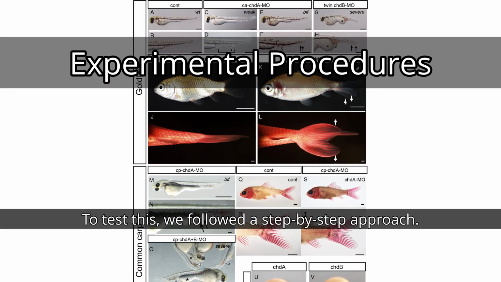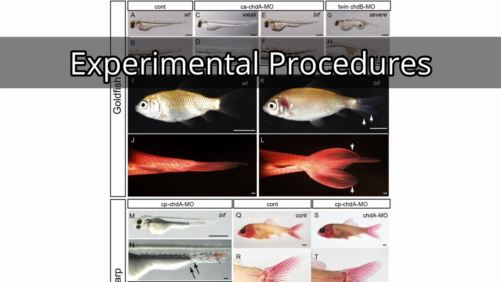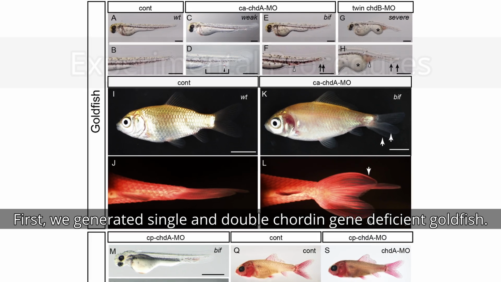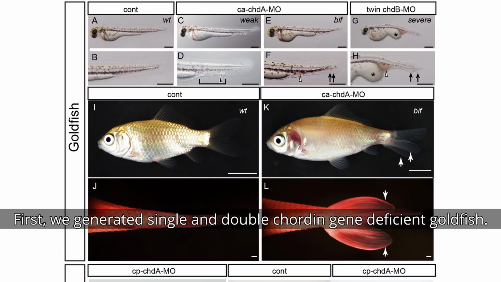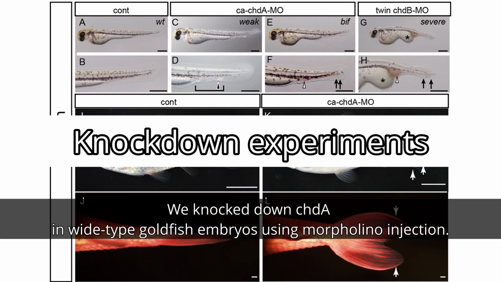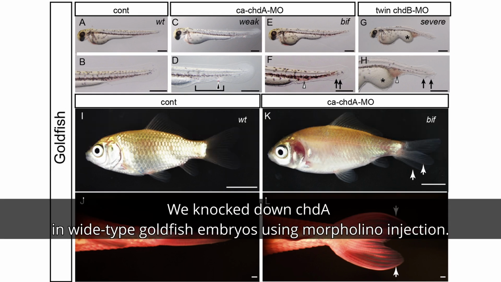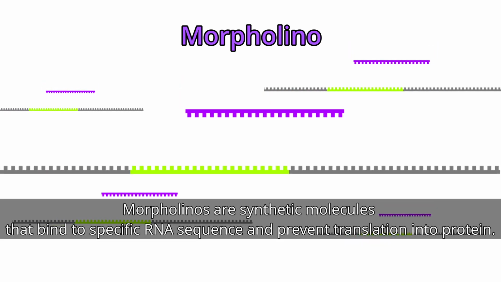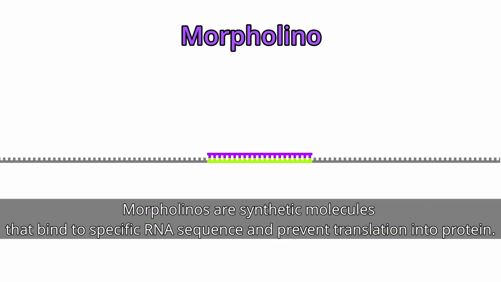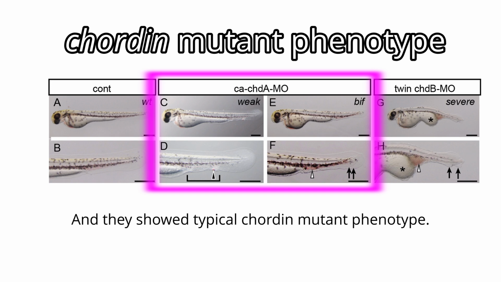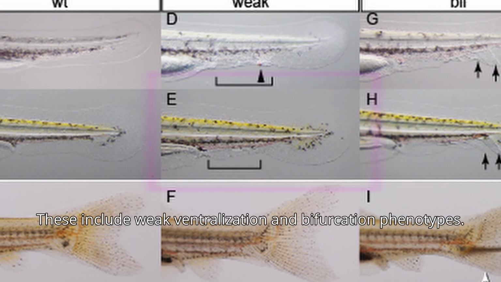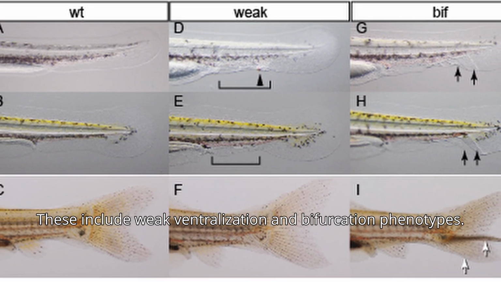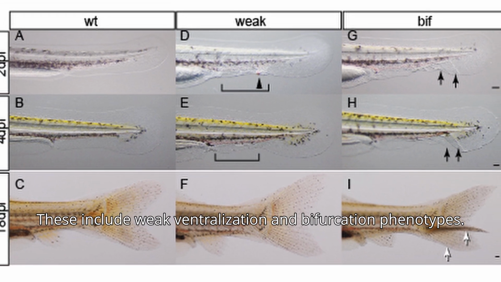To test this, we followed a step-by-step approach. First, we generated single and double coding gene deficient goldfish. We knocked down coding A in wild-type goldfish embryos using morpholino injection. Morpholinos are synthetic molecules that bind to specific RNA sequences and prevent translation into protein, and they showed the typical coding mutant phenotype. These included weak ventralization and bifurcated fin folds.